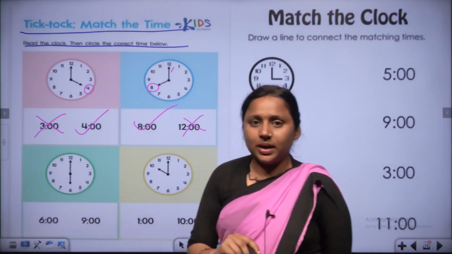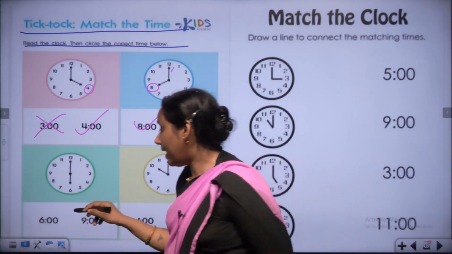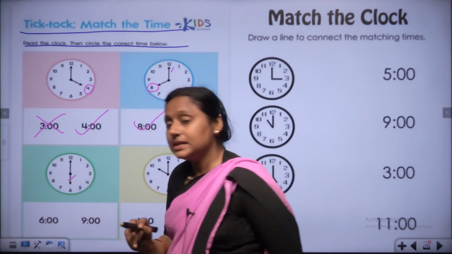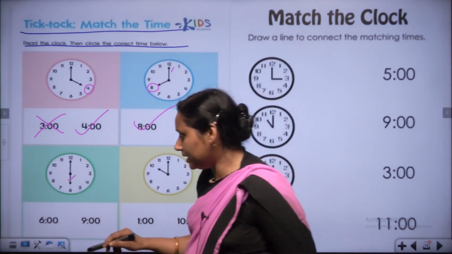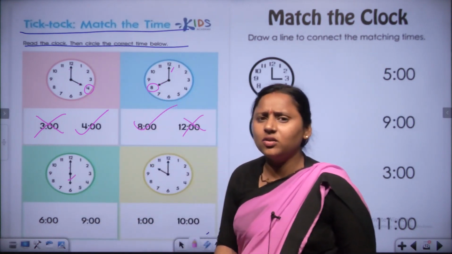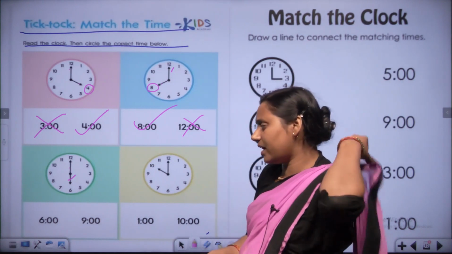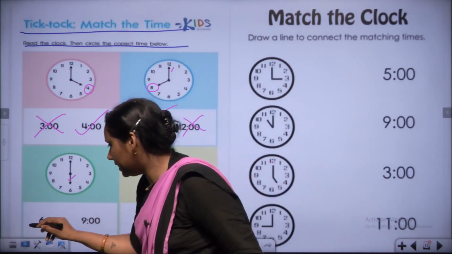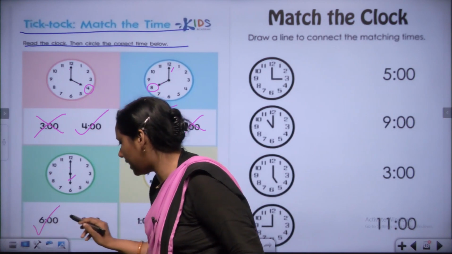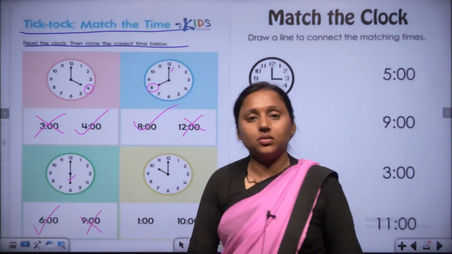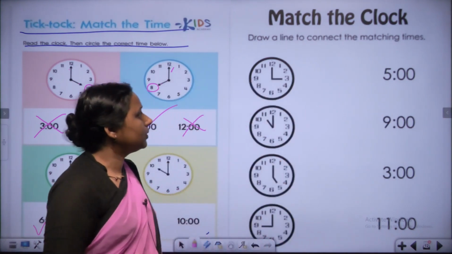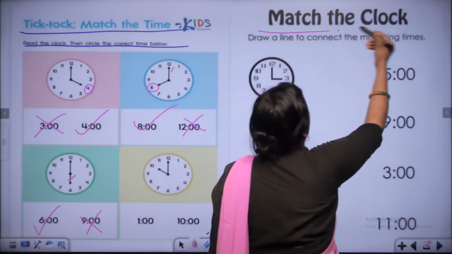Then minute hand in 12 means what? O'clock and hour hand in 6. Okay. So what we read? 6 o'clock or 9 o'clock? First one is right or second one? Yes. 6 o'clock was right, not 9 o'clock. Okay. Now match the clock.